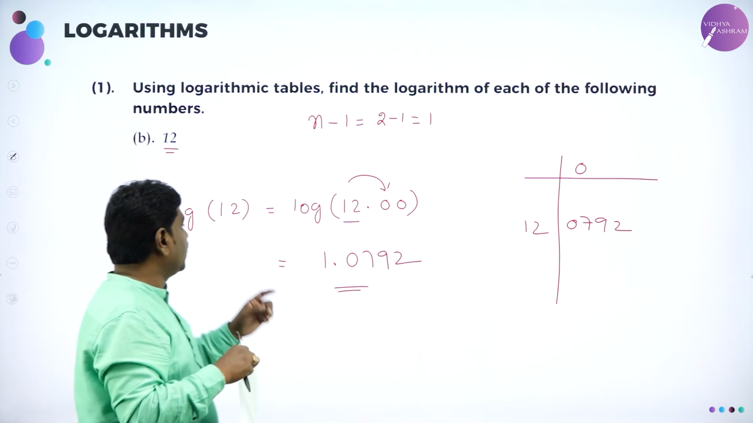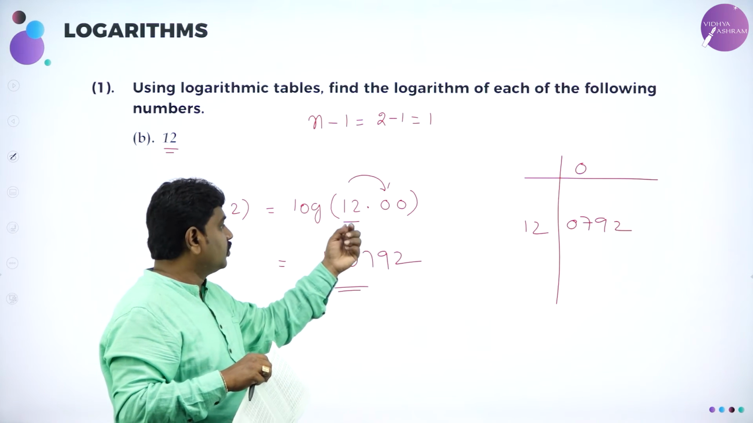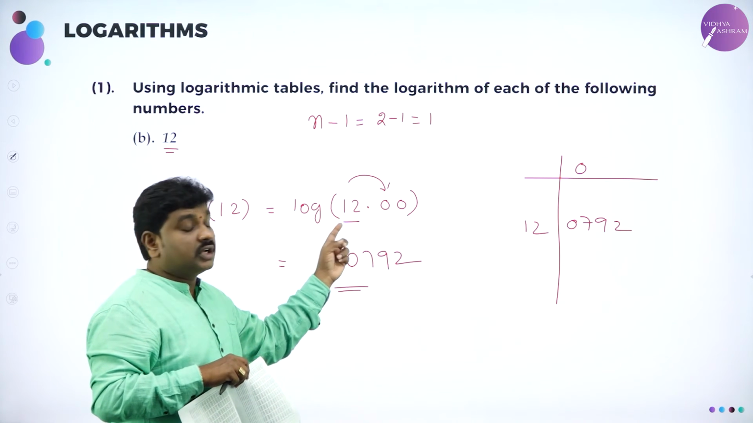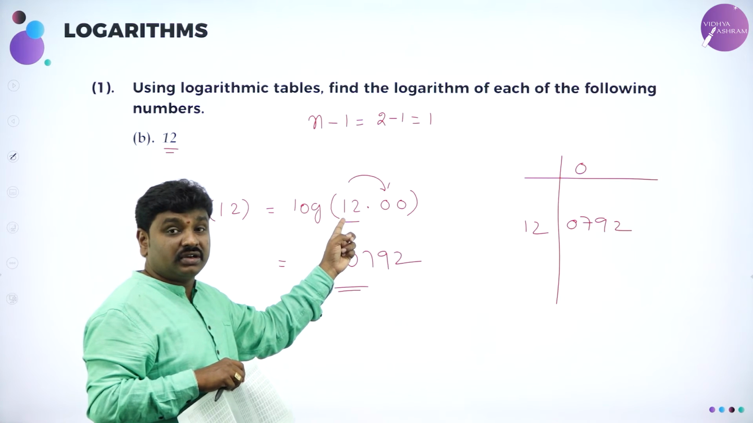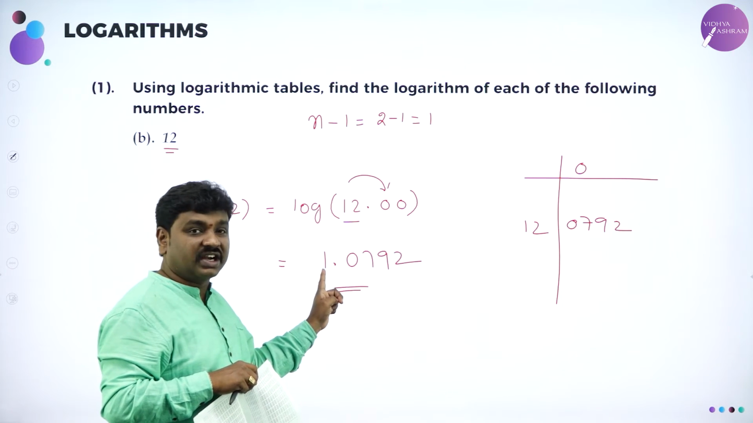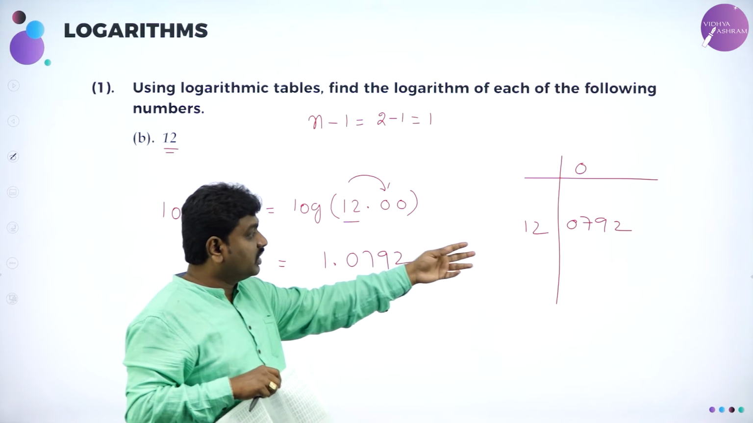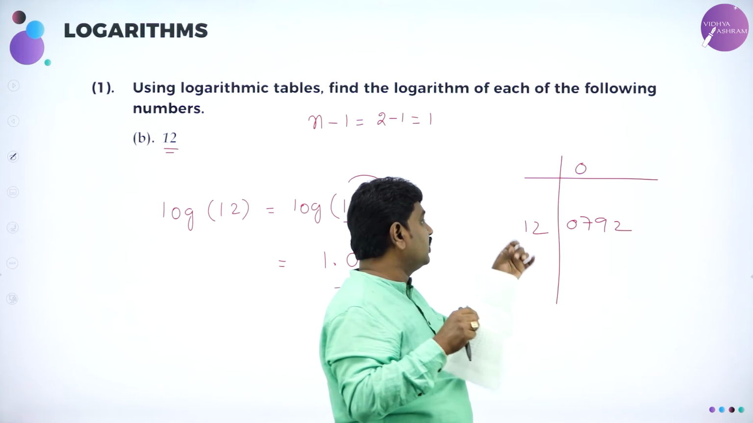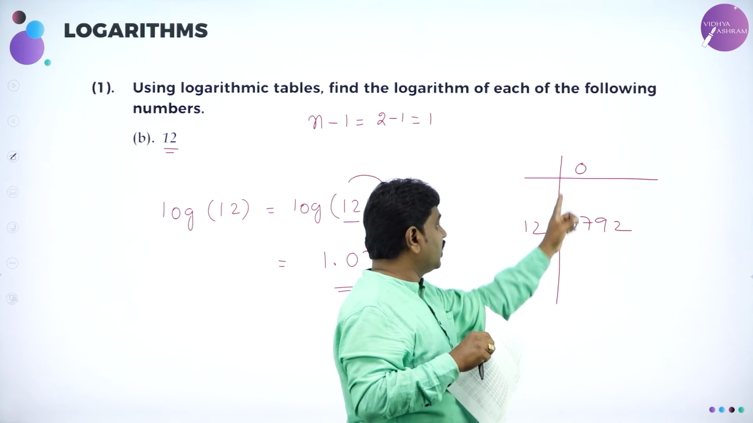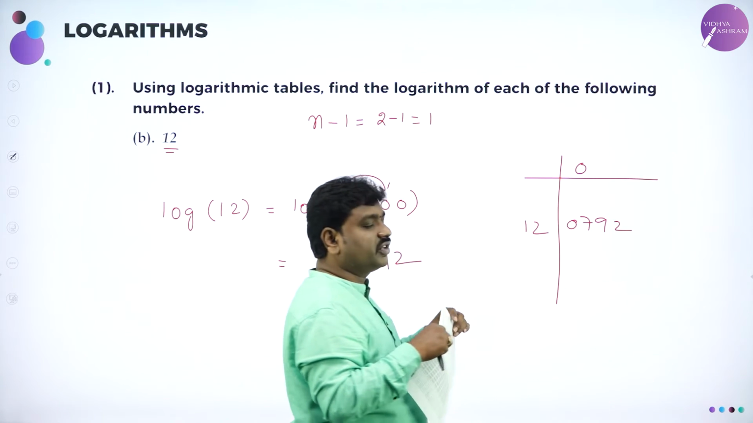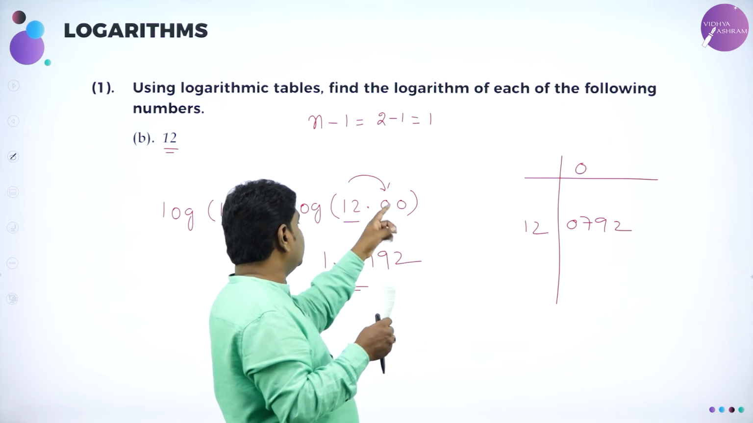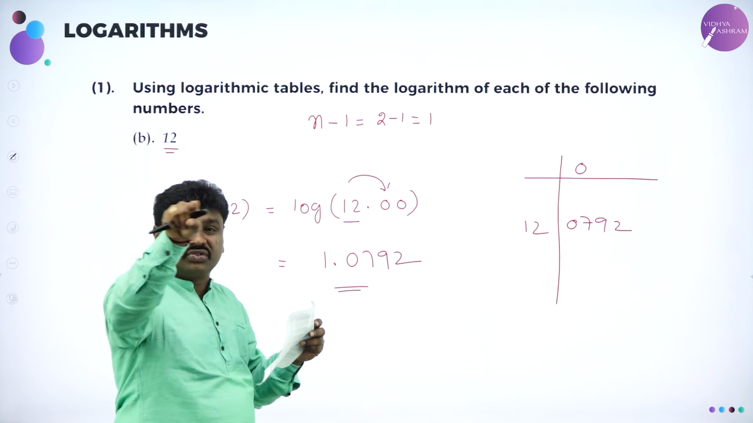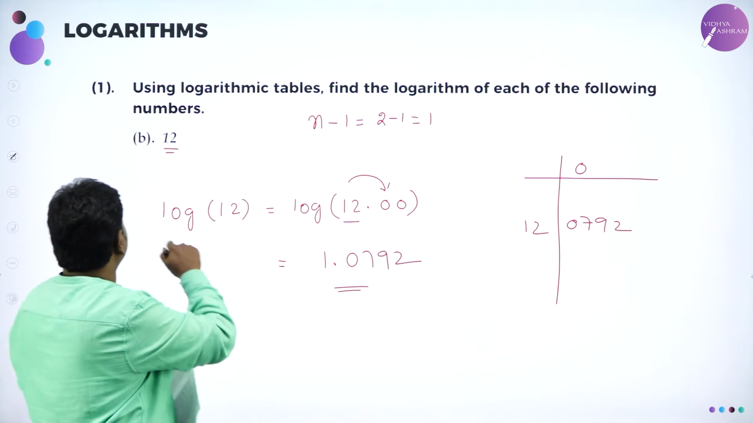12 was given, so I'll write 12.0. Before the decimal I have 2 digits. Number of digits minus 1: 2 minus 1 is 1. 1 point is called the characteristic. Then you see 12 under 0 in the log book. Under the heading logarithm, you open the log table and you'll have this number. No need of mean difference. Mean difference is used if you have a third digit. Here the third digit is 0, so there will be no mean difference. Mean difference column starts with 1. I hope all of you understood this. Next.